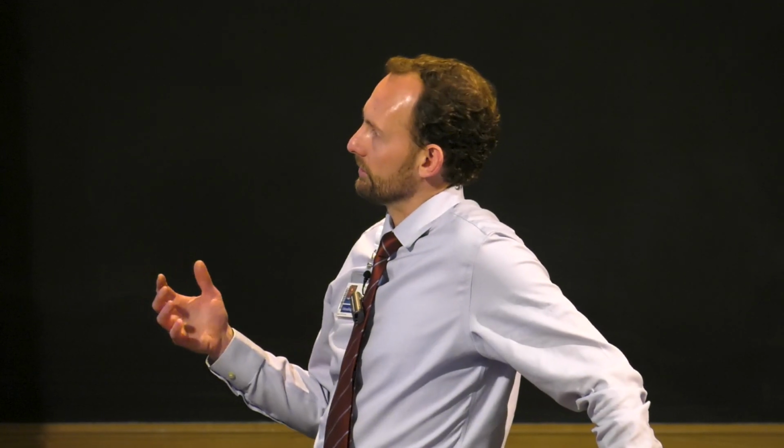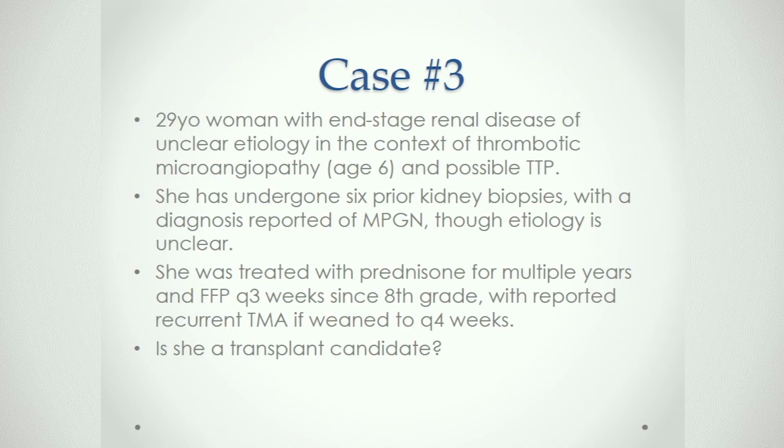So we've been talking about some diseases or conditions that don't always activate complement as much, here's an alternative to that. So this is a 29-year-old woman who I've been trying to care for, meaning one of my jobs is to evaluate people that are potential candidates for transplant. And she came to my clinic a couple of years back with a story of developing end-stage kidney disease of unclear etiology in the context of a TMA that was diagnosed at the age of 6.